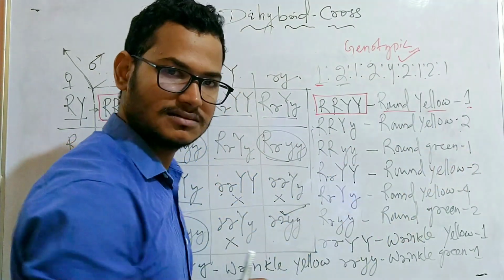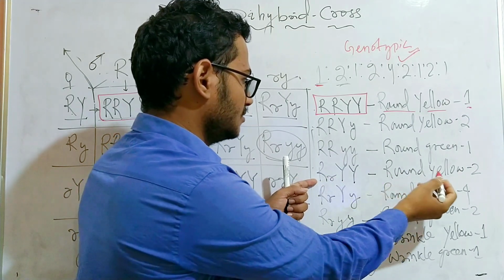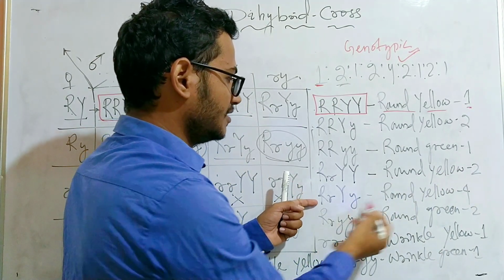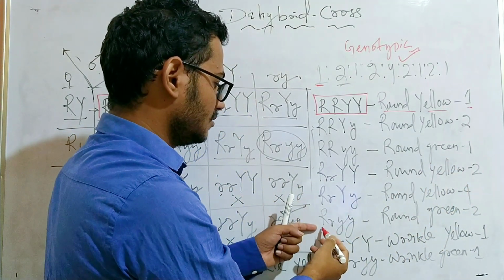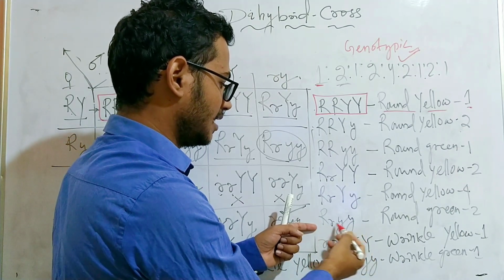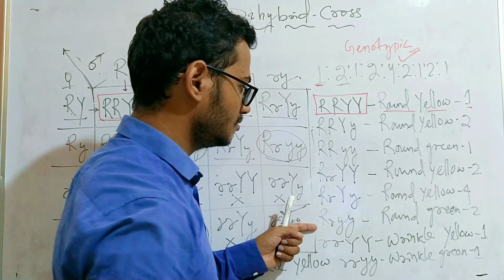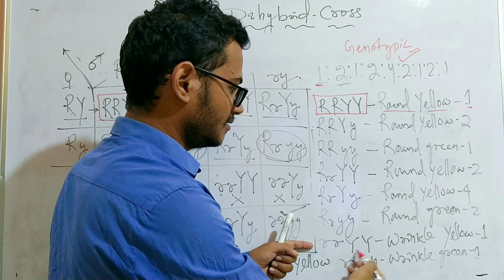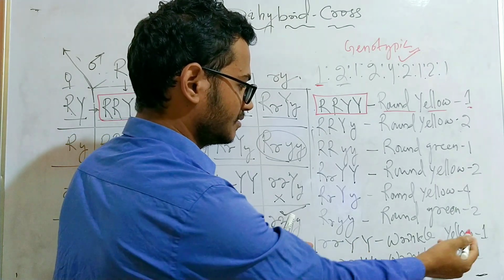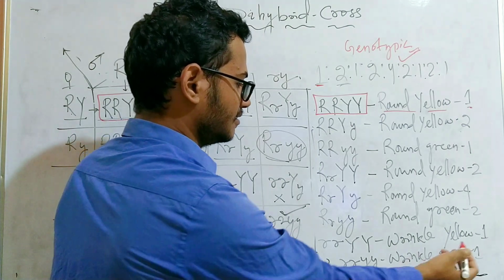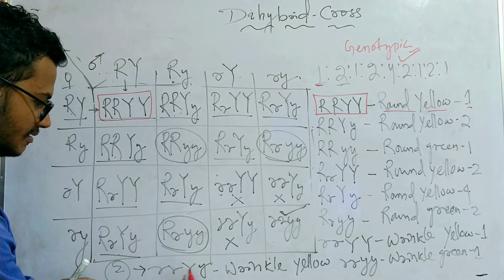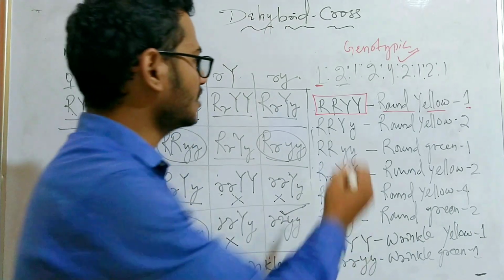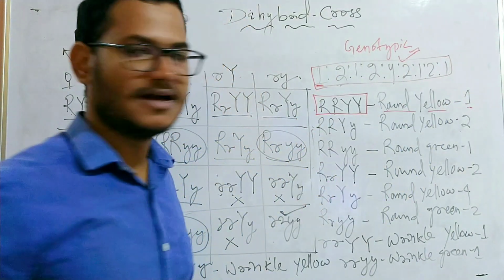Likewise, round green plants, a single plant is there. Hybrid round, pure yellow, two plants are there. Hybrid round, hybrid yellow, four plants are there. Hybrid round, pure green, two plants are there. Pure wrinkle and pure yellow, a single plant is there. Wrinkle green, a single plant is there. And wrinkle hybrid yellow, two plants are there. So this indicates the genotypic ratio of Mendel's dihybrid cross.